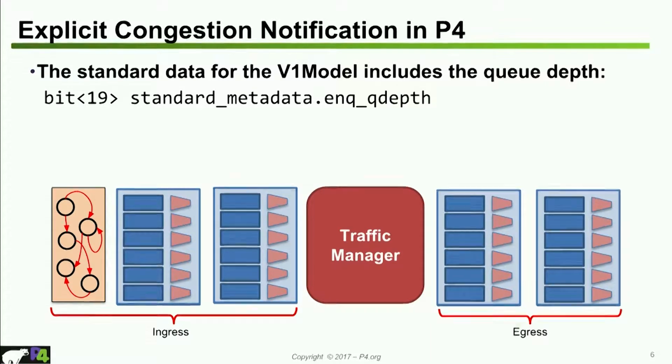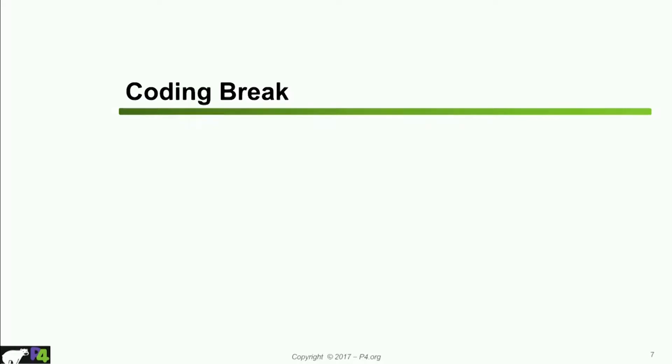So in the V1 model, the queue depth that the packet experiences when it enters the traffic manager is measured, and then it's made available to the programmers in the egress pipeline. So basically, you can see what the queue depth was for the packet inside the traffic manager, inside the egress pipeline. So what we want to do is augment the basic.p4 program that you worked with in the morning, to add some logic to the egress pipeline to do the kind of ECN processing that I just described. So let's take a coding break and actually do that.